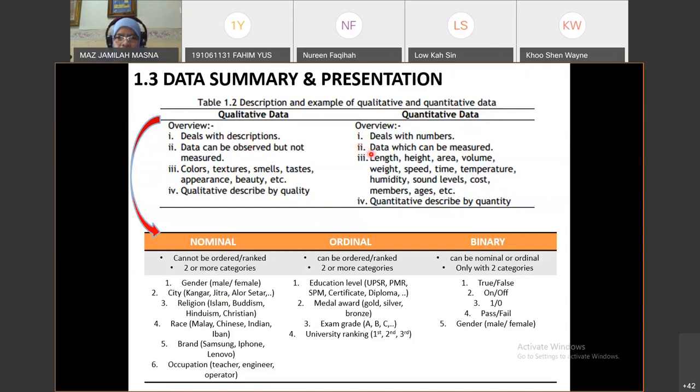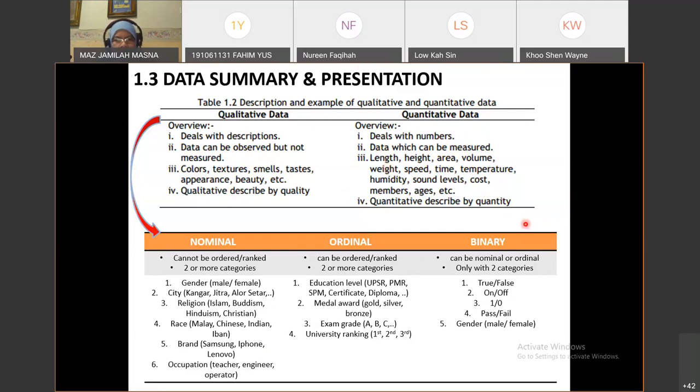Okay. What kind of quantitative data might you have? First, length. Second, height. Or it could be area, volume, weight, speed, time, temperature, humidity, whatsoever names you can have, but represented by numbers. All those are quantitative data. Now, easy to say, what is quantitative? Quantitative is described by quantity, the value. Okay, the value of that particular data. Okay, I hope everyone is okay.